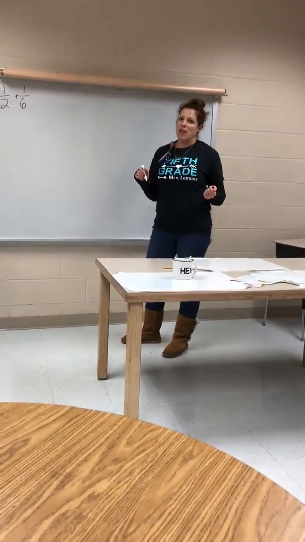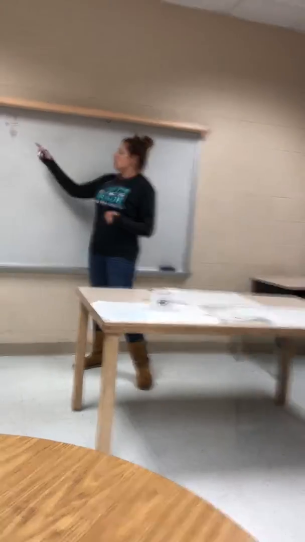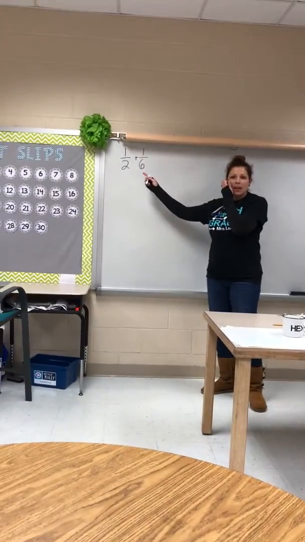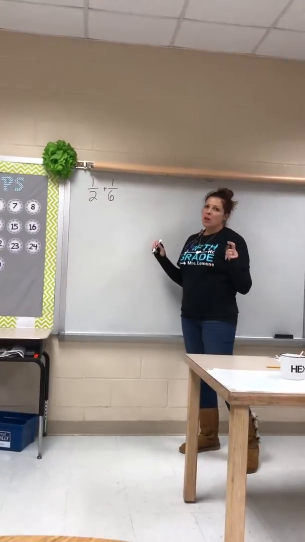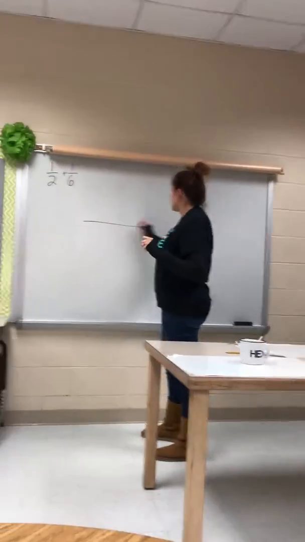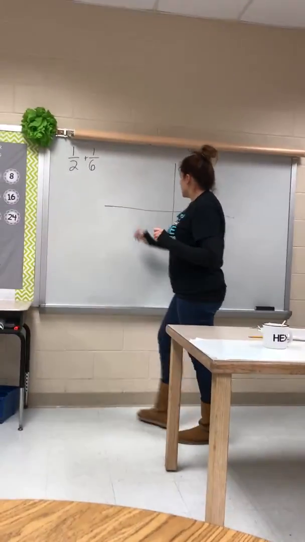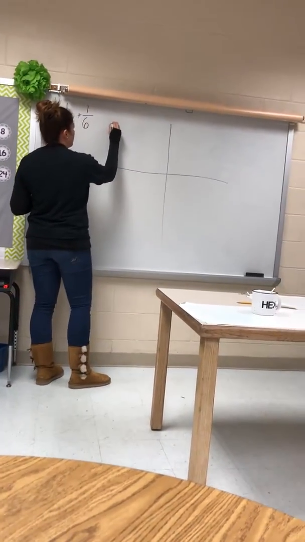All right, today we're going to be talking about adding fractions with unlike denominators. This is actually a problem from the homework that you have tonight. It's number 1. It's 1/2 plus 1/6. The first square says, number 1, rewrite the problem.